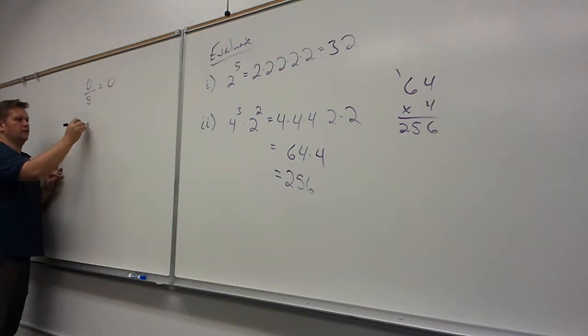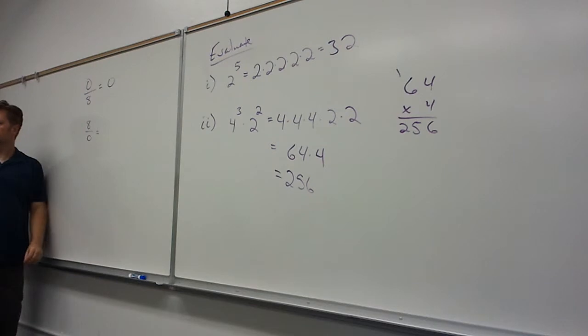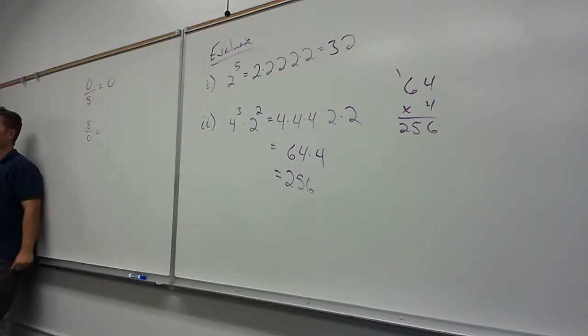Now, what if I turn that thing around? What happens then? 8 divided by 1 is 8. Zero. So 0. Can't be 0.